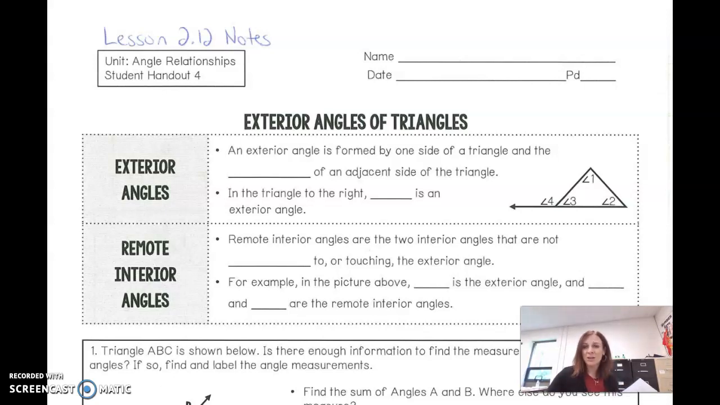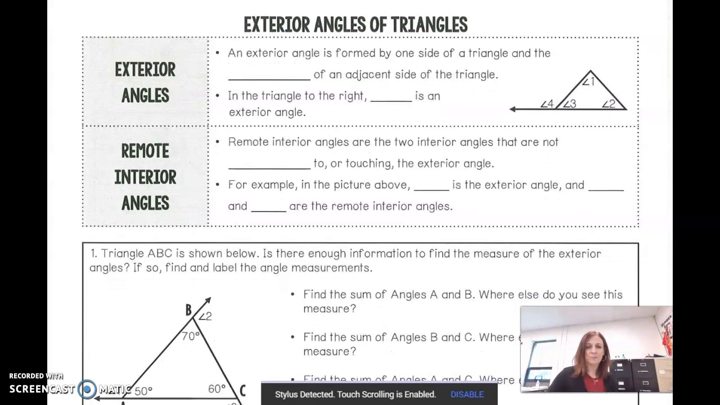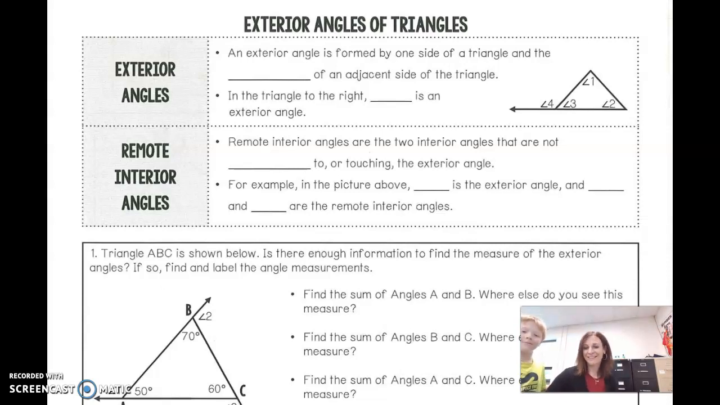So now let's talk about what an exterior angle is. An exterior angle is formed by one side of the triangle and the extension. Let's talk what that means. Extension of an adjacent side of the triangle. Adjacent means right next to it.